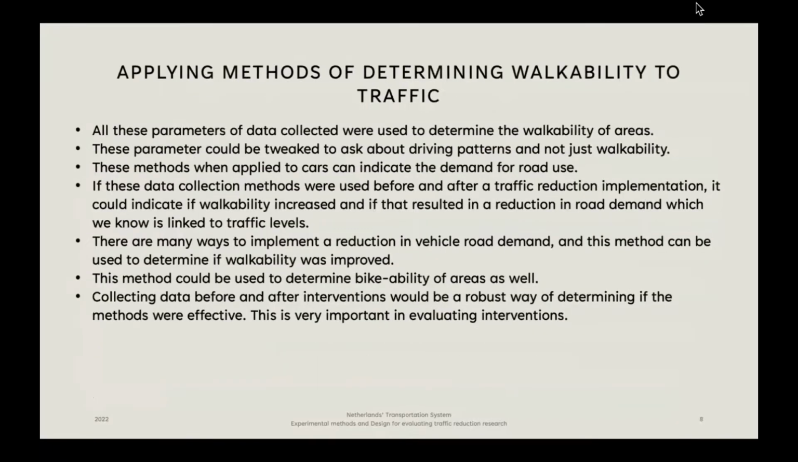So they used a combination of qualitative and quantitative data gathering techniques. And these parameters could be tweaked to ask about driving patterns, not just walkability. And that would give us information about vehicle demand use. And of course, this would be the first step America has to do in order to determine if interventions or ways of reducing traffic are effective for America.